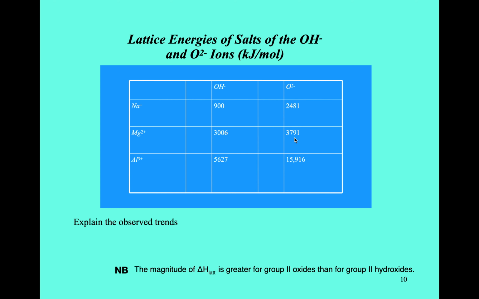Why? Why is there a greater strength of lattice with the oxide? Well, the obvious reason is that it's got a 2- charge. These are slightly bigger too, so distance is going to come into this slightly, but there's a 2- charge there, so the lattice is stronger.